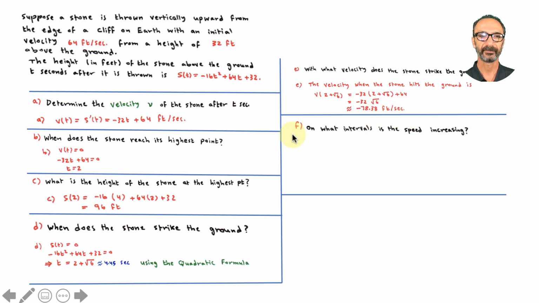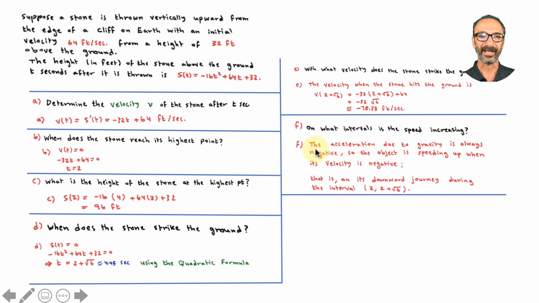Part F. On what intervals is the speed increasing? The acceleration due to gravity is always negative. So the object is speeding up when the velocity is also negative. Go to the number line for the v or f prime, and you will find that it's between 2 and 2 plus square root of 6, or roughly between 2 and 4.45.